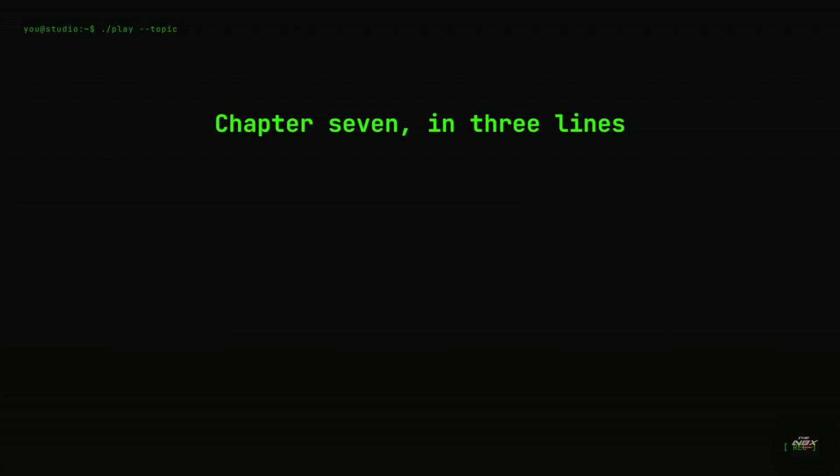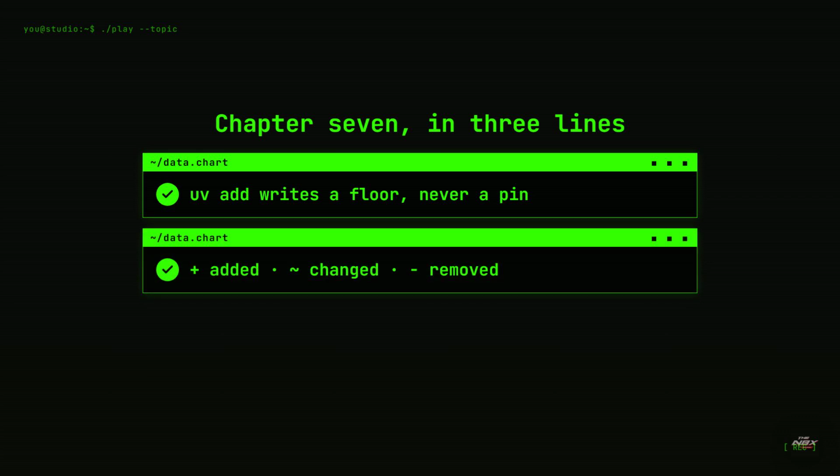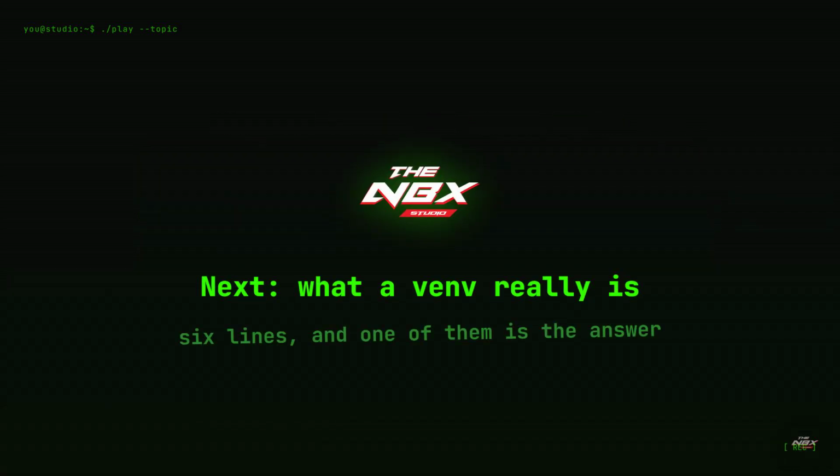So, to recap, uv add writes a floor rather than a pin because pyproject.toml describes what your project can live with. Plus, squiggle and minus tell you what was added, changed, and removed. And uv tree shows you where a shared package is needed twice. Next chapter, the thing everyone told you to make and nobody ever explained, what a virtual environment actually is, in 6 lines of a text file.